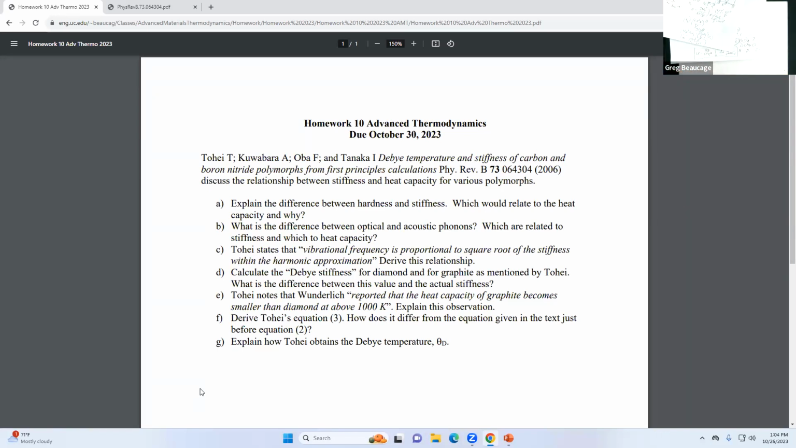But it turns out that integral isn't that easy to do. The derivative of that integral isn't that easy to do. So you substitute x equals ħω over kT, so the T comes from here. T_D is ħω_D over k, and that gives you x_D. So you can change that to an integral up to x_D.